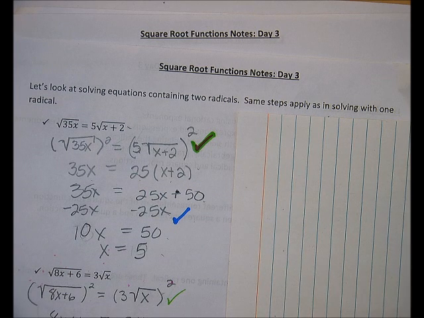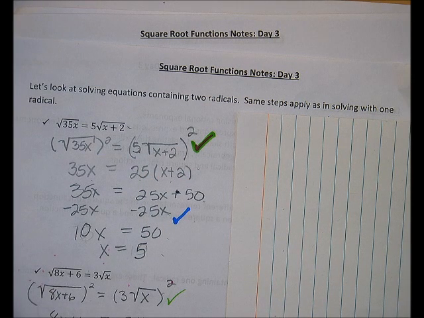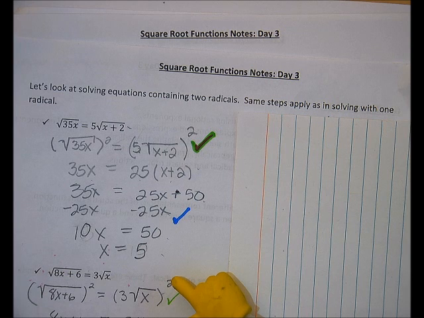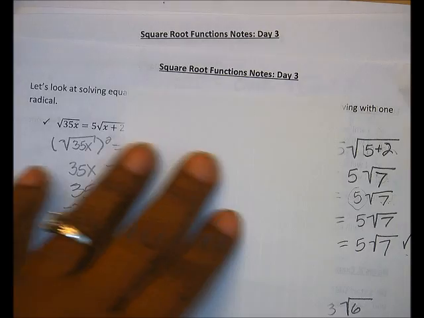Please don't forget to square the number. In this case, it was 5. That gets squared too and becomes 25. Now we are going to simplify and solve. So we will subtract 25x from both sides, divide by 10, and end up with the answer x is equal to 5. Now let's see if that works.